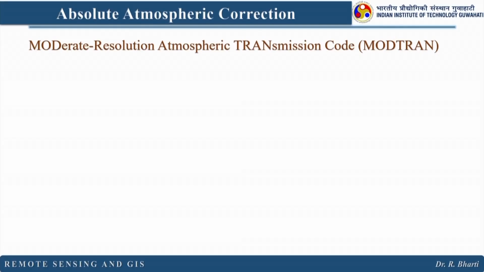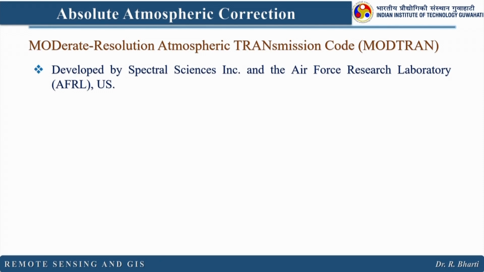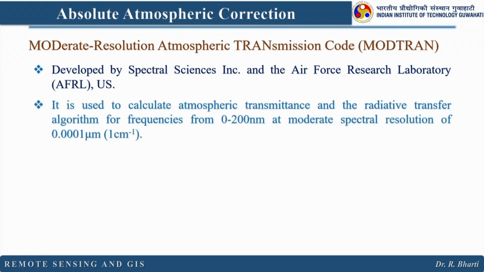And the next method is MODTRAN. It is developed by Spectral Sciences Inc. and the Air Force Research Laboratory, AFRL, from the US, and it is used to calculate atmospheric transmittance and the radiative transfer algorithm for frequencies from 0 to 200 nanometer at moderate spectral resolution of 0.001 micrometer, and you can say this is wave number. So, wave number is 1.